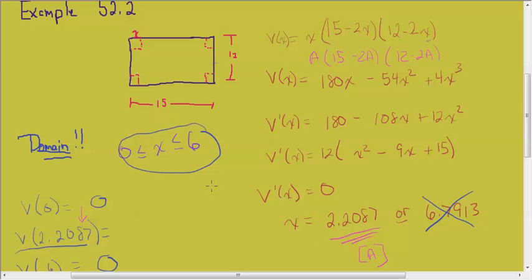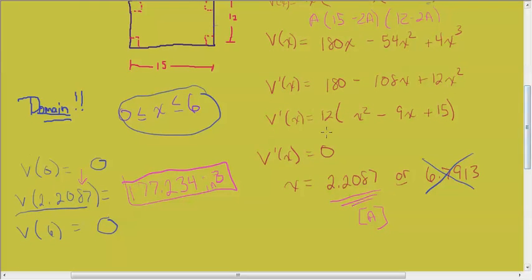And that would give me a maximum volume of, what does it turn out to be? Maximum volume of 177.234. I believe this was inches cubed.